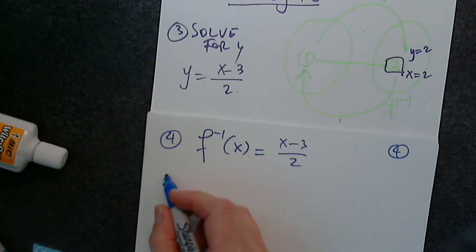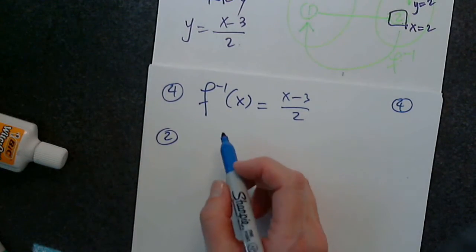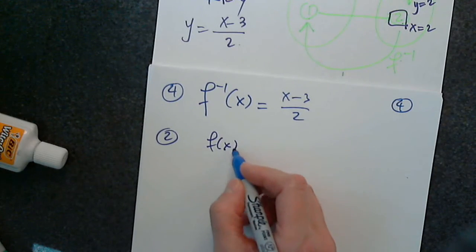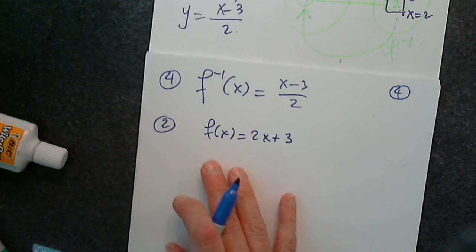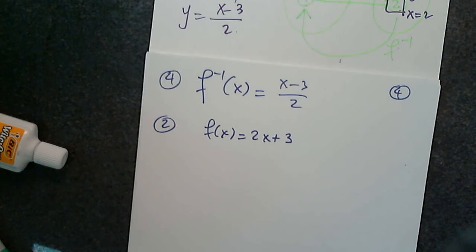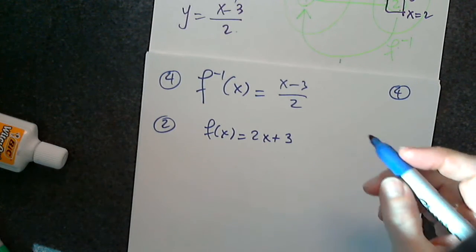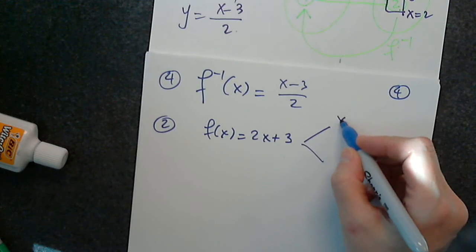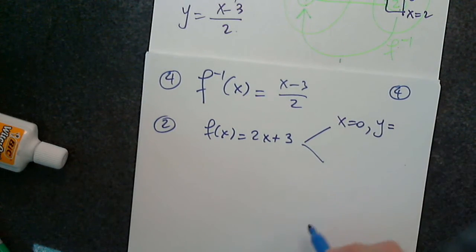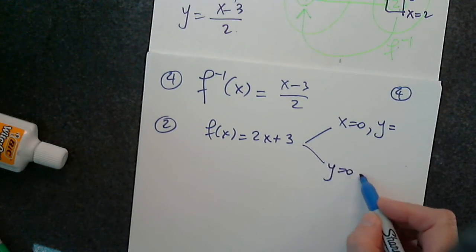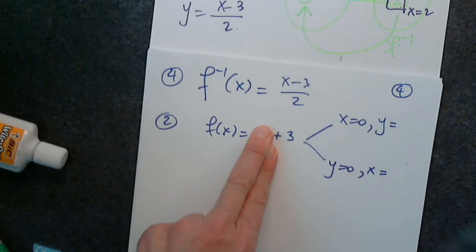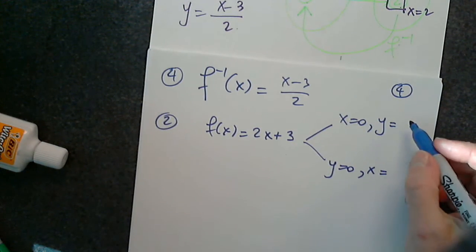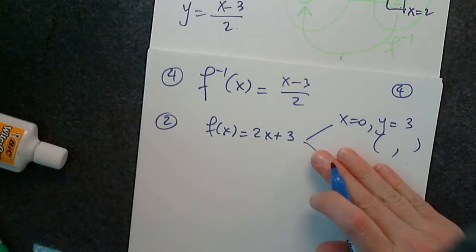In step number 2, we're asked to graph both. So I'm going to start with f of x, which is 2x plus 3. Since it's a linear function, how many points do we need to plot? Yes. So when x is 0, please give me the y value, and later on when y is 0, please give me the x value. When x is 0, how much is y? Very good. And what is the ordered pair?